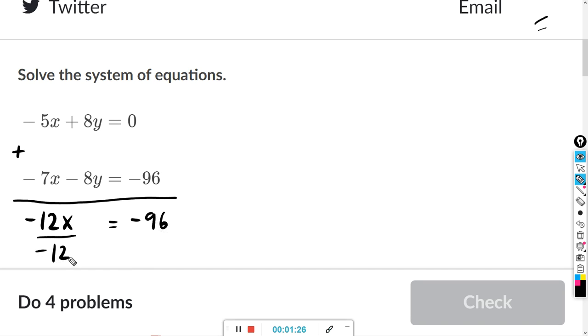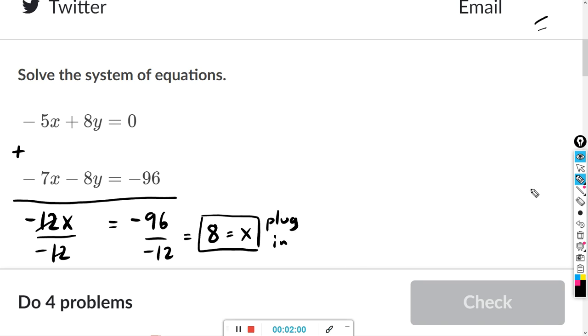Dividing both sides by negative 12. It cancels on the left, and x equals negative 96 divided by negative 12. I believe that is positive 8. So x equals positive 8. And in order to solve for y, you want to take that x and plug it in. Okay, you can plug it into either equation.